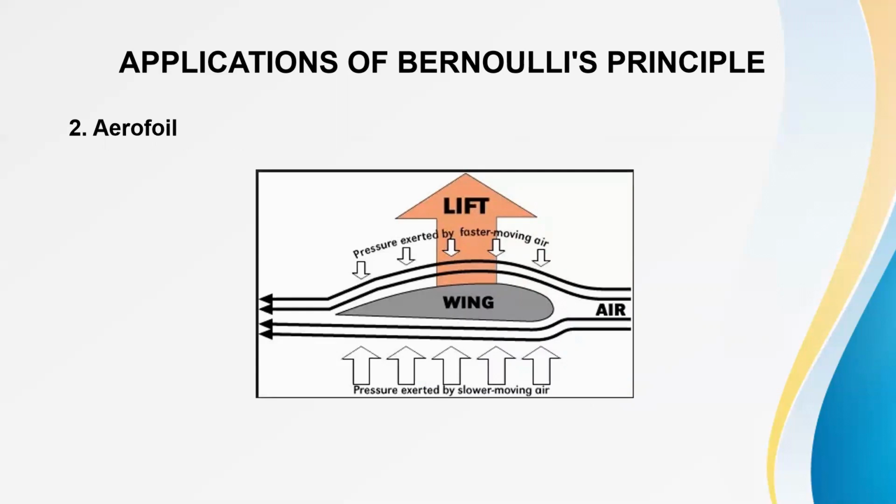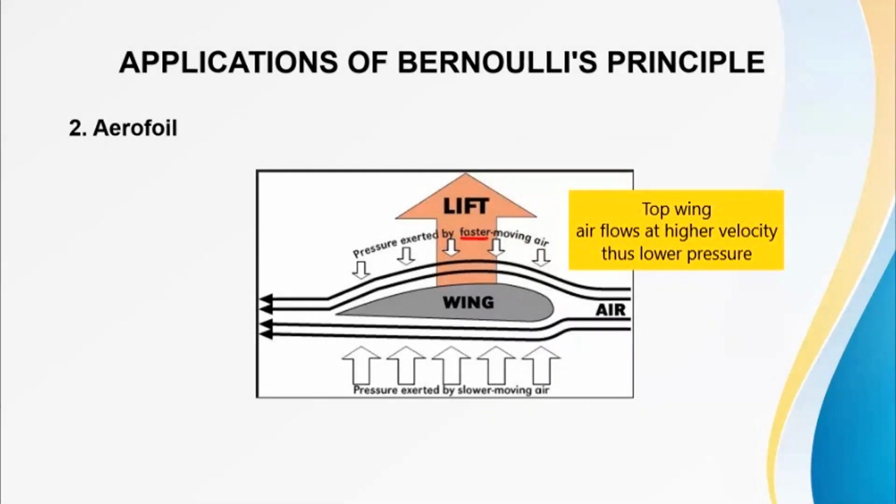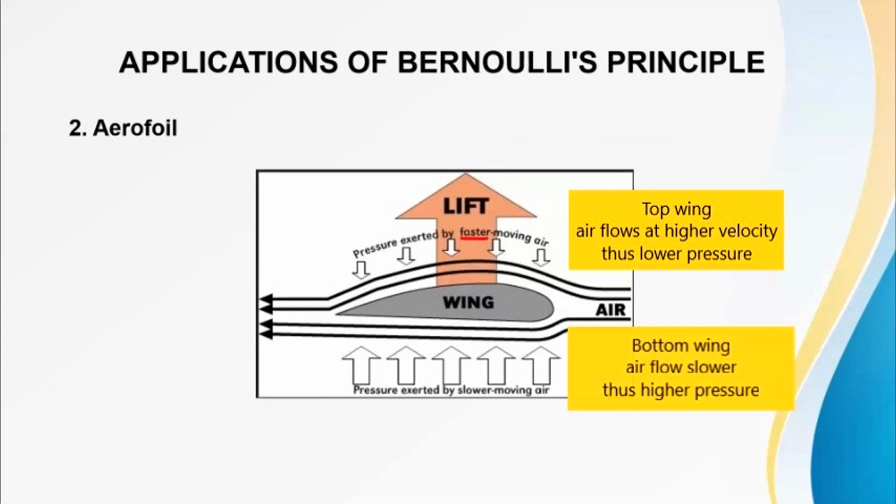Next, aerofoil. The flight of an airplane is based on the principle regarding the effect of the flow of air around its wings, which are in the form of aerofoil. When the wing in the form of an aerofoil moves through air, the flow of air over the top has to travel faster to cover a longer distance and creates a region of low pressure. The flow of air below the wing is slower, resulting in a region of higher pressure. The difference between the pressure at the top and underside of the wing causes a net upward force, which helps the plane to take off.